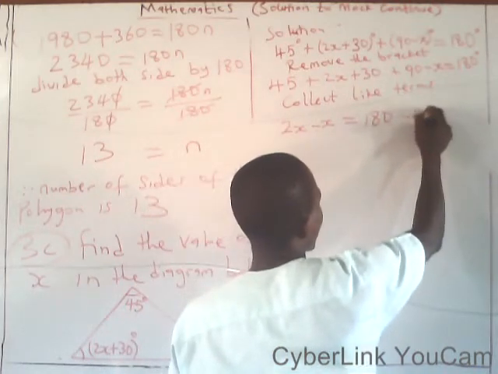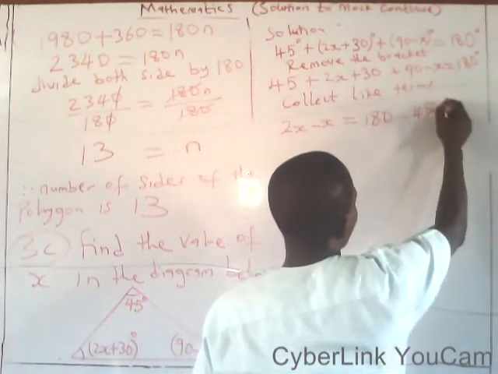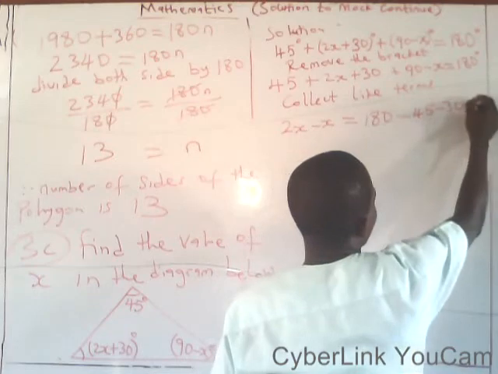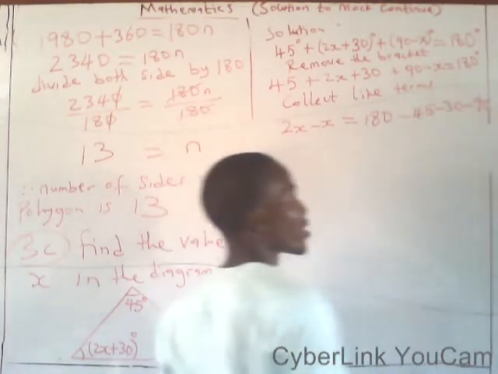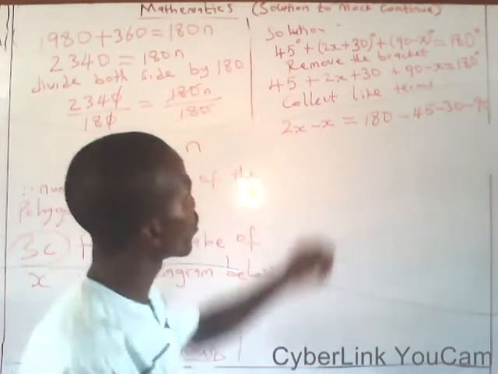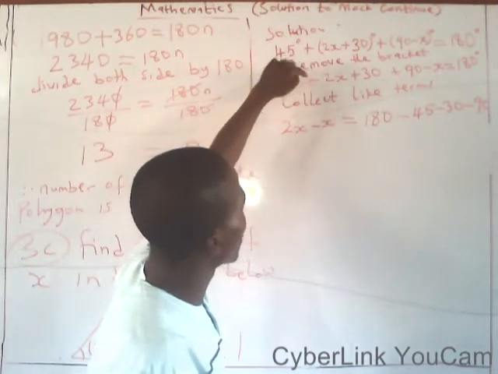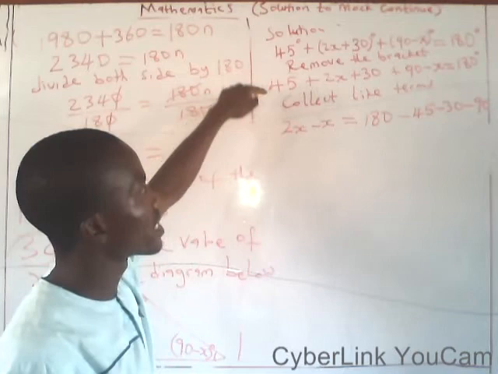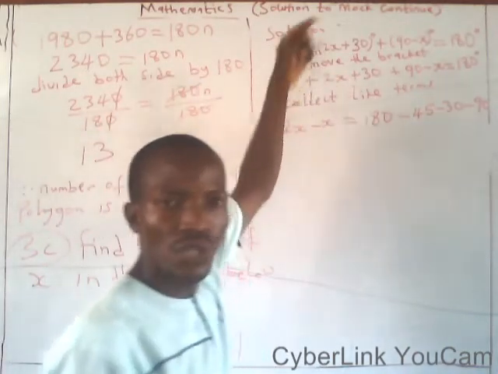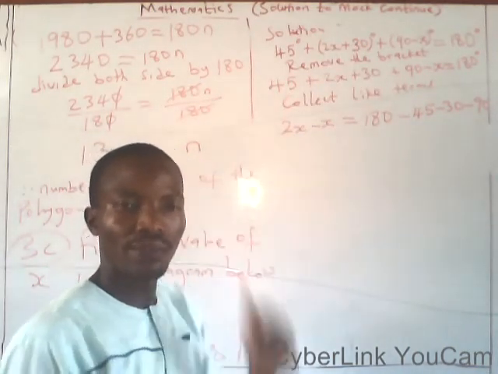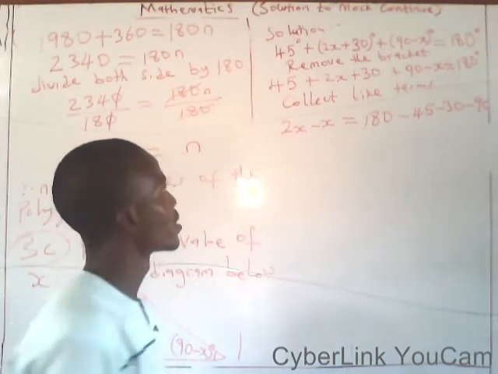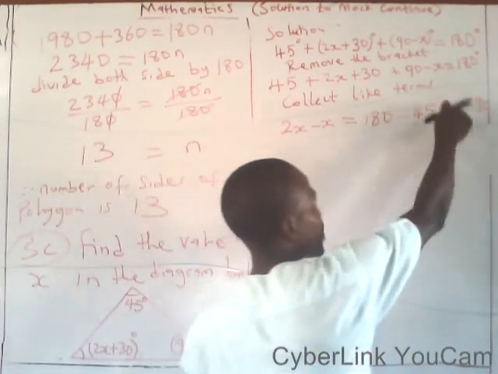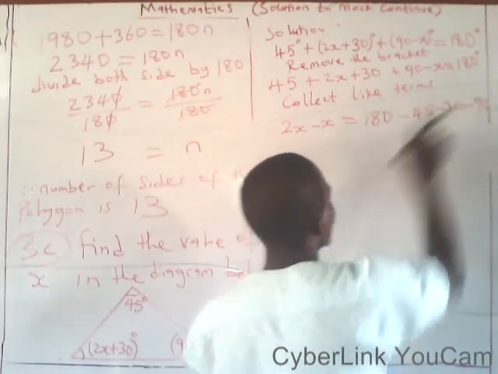Minus 45, minus 30, minus 90. Why are they minus, minus, minus like that? It is because on this particular side they are in plus form, they are in positive form. And whenever a positive jumps the equality sign to the other side, it is going to change to what? Minus. It's going to change to negative. That is why we have minus 45, minus 30, and minus 90.